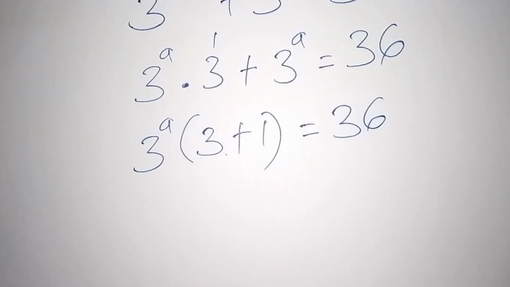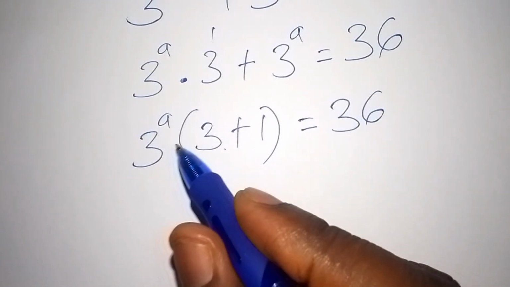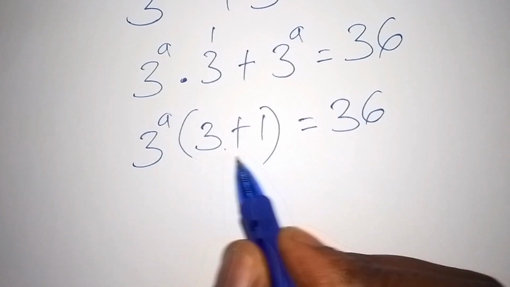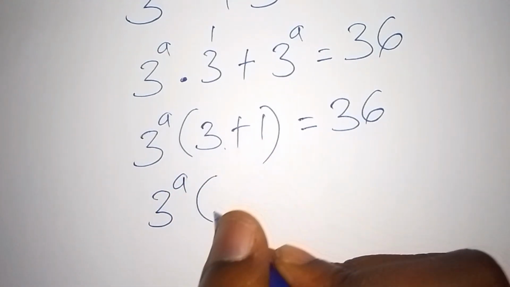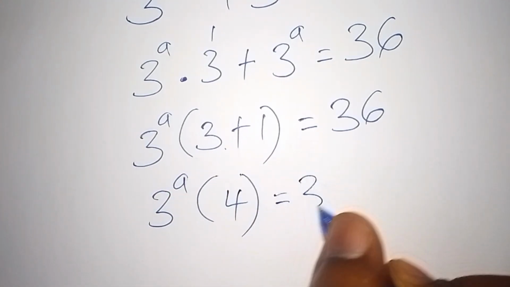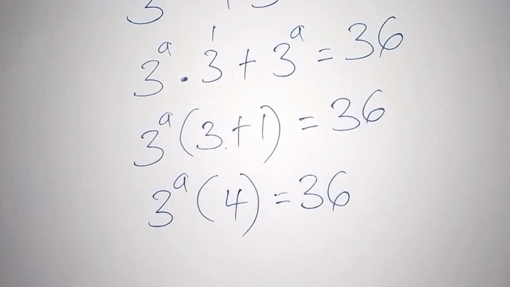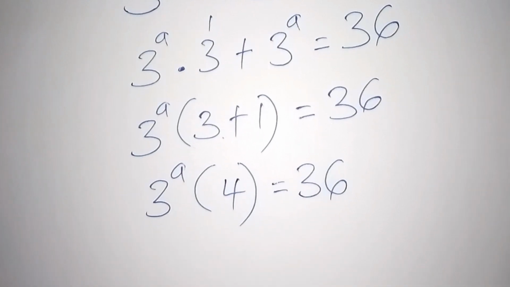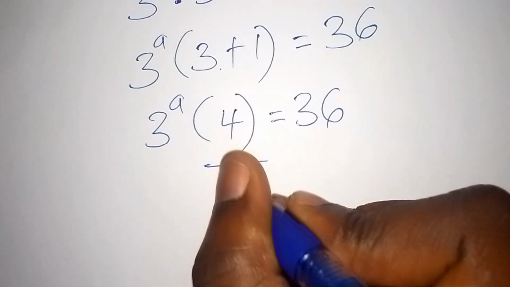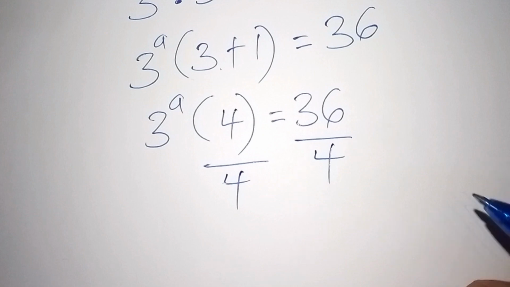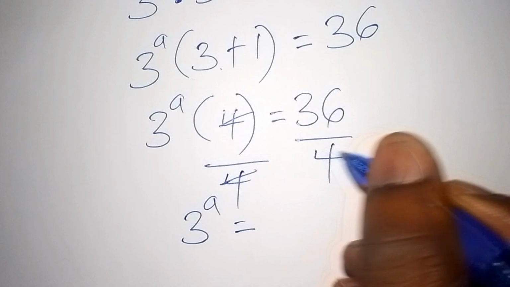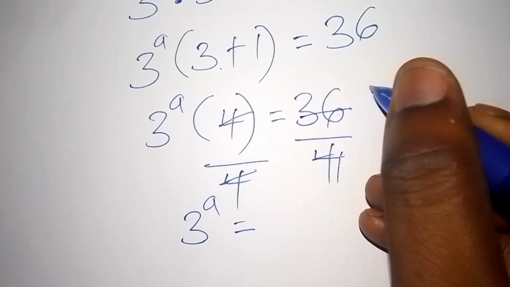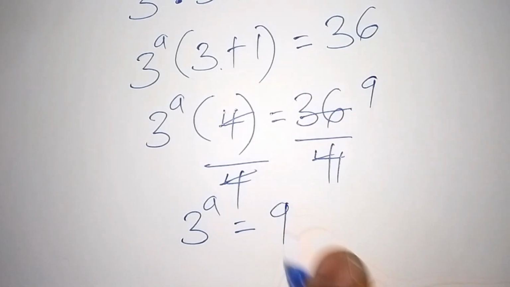So from there, since we have 3 to the power of a, what we are going to work out is the number inside the bracket. We shall have 3 to the power of a into bracket, 3 plus 1 is 4, close the bracket, is equal to 36. Now we want to remain with 3 to the power of a, so we shall divide both sides by 4. 4 by 4 shall cancel. So 3 to the power of a is equal to 36 divided by 4, which is 9. So 3 to the power of a is equal to 9.